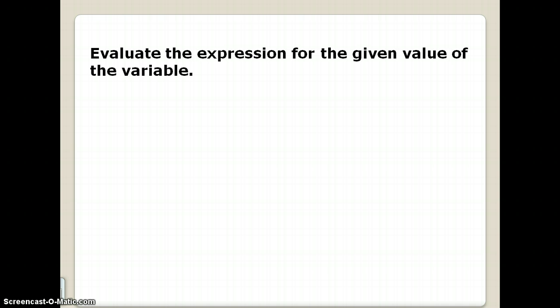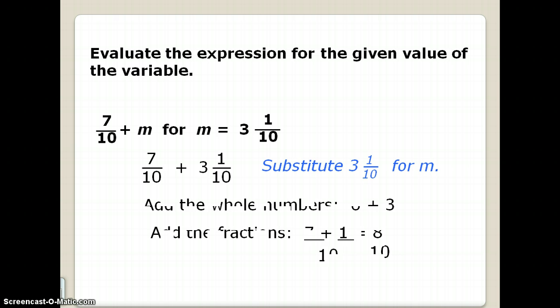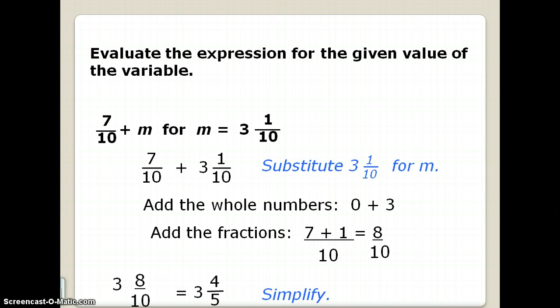Evaluate the expression for the given value of the variable. Remember, when we evaluate something, we substitute the value in for the variable. So we have 7/10 plus m for m equals 3 1/10. Because it tells us here that m equals 3 1/10, we can replace m with the number 3 1/10. When we do that, we can go ahead and add the whole numbers because we have common denominators. There is no whole number for 7/10, so it's 0 plus 3. The fraction 7 plus 1 over 10 is 8/10 for a total of 3 8/10. If we simplify 8/10, we can divide both by 2, giving us 3 4/5.